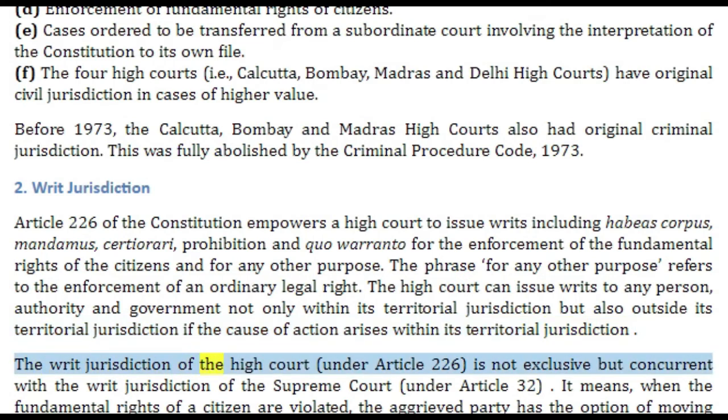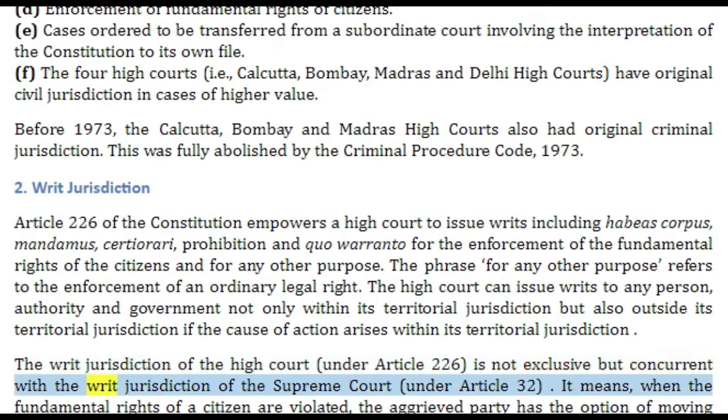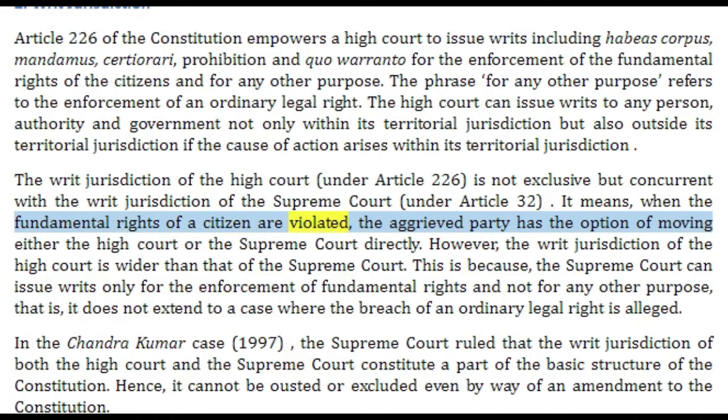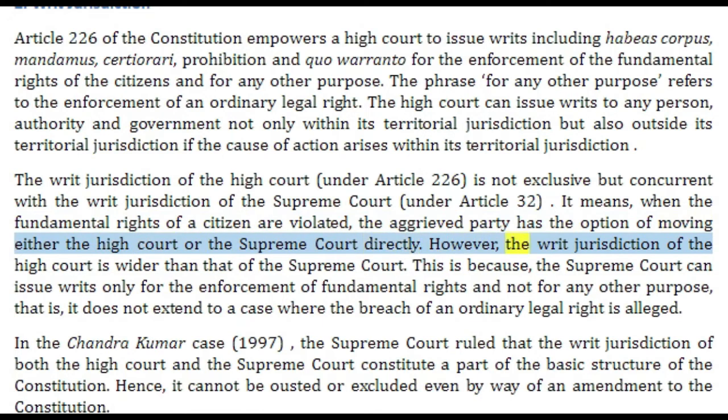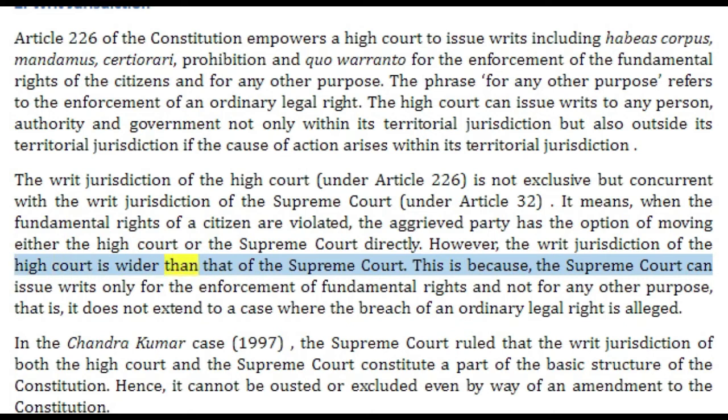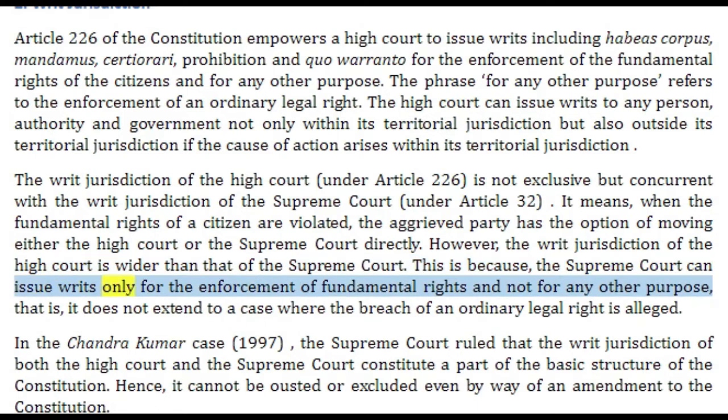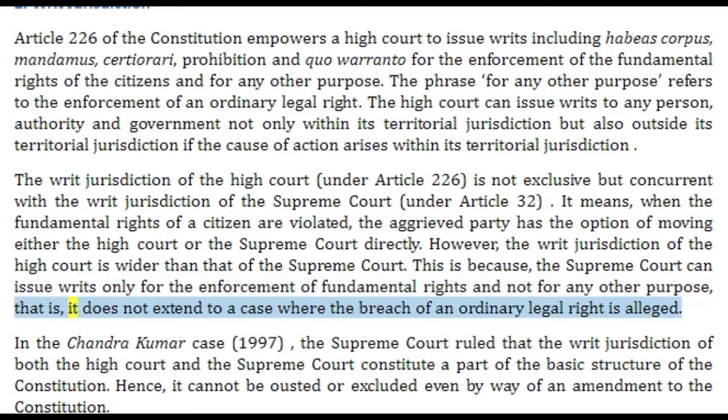The writ jurisdiction of the High Court, under Article 226, is not exclusive but concurrent with the writ jurisdiction of the Supreme Court, under Article 32. It means, when the fundamental rights of a citizen are violated, the aggrieved party has the option of moving either the High Court or the Supreme Court directly. However, the writ jurisdiction of the High Court is wider than that of the Supreme Court. This is because the Supreme Court can issue writs only for the enforcement of fundamental rights and not for any other purpose, that is, it does not extend to a case where the breach of an ordinary legal right is alleged.